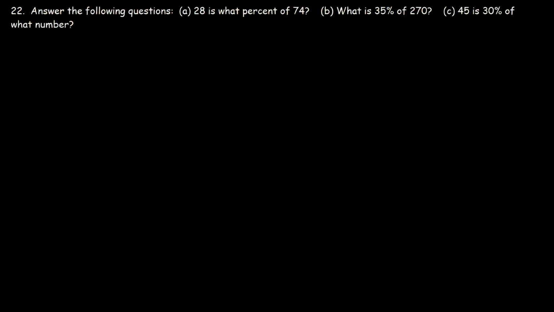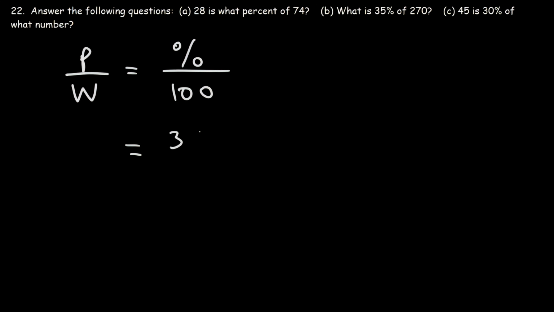Now let's move on to part B. What is 35% of 270? So let's start with the formula. Part divided by whole is equal to the percentage divided by 100. So what is 35%? The percentage is 35. And then we have of 270. So of is associated with the whole, so the whole is 270. What is? We're looking for the is portion of the equation, which is the part.